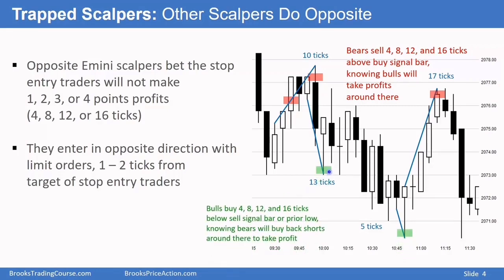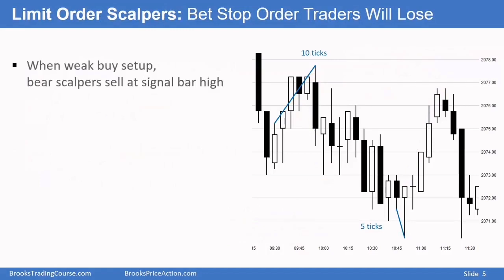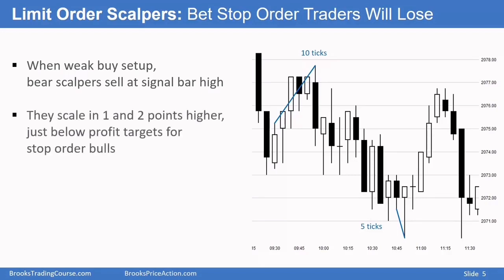Bulls buy with limit orders, 4, 8, 12, 16 ticks below sell signal bars, betting that the bears will take profits there. And the bulls are buying for a scalp, betting on a trading range. Whenever there's a weak buy setup, bear scalpers will sell at the high of the buy signal bar. And they'll scale in 1 or 2 points higher, just below the profit targets for the stop order bulls.